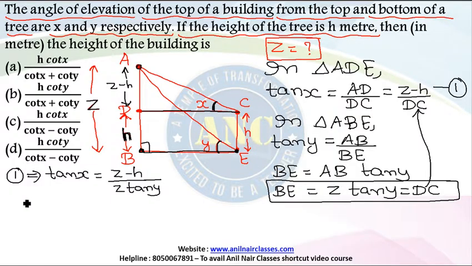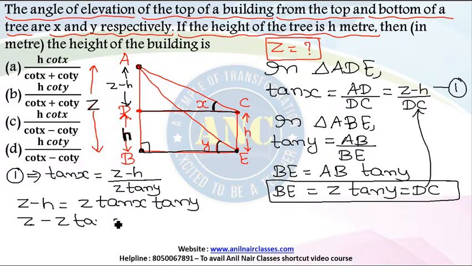this becomes, can I write it like this, sir? Z minus H is equal to Z times tan x into tan Y. That means, what am I finding? I am finding the Z value itself. So Z minus Z tan x tan Y is equal to H.